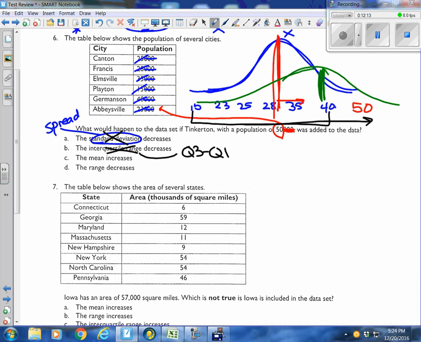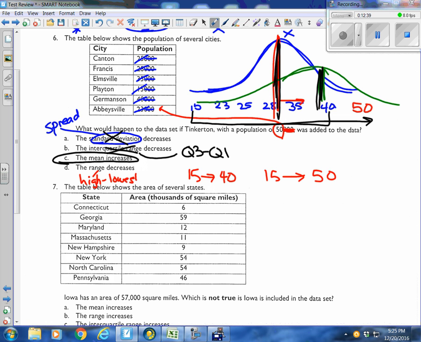The mean increases. My mean, we said, probably started in the 20s, probably is now bumped up somewhere in the 30s. That definitely is going to happen. All right. Does the range decrease? Remember, range is the highest minus the lowest. Well, in the beginning, I was going from 15 only to 40. Now my range is going from 15 all the way to 50. So my range actually got more. My range actually increased, not decreased. So since that was obviously not the case, it confirms C is the correct choice.